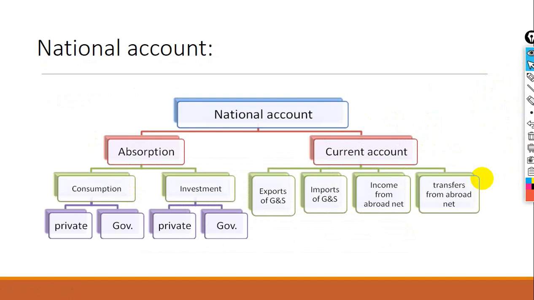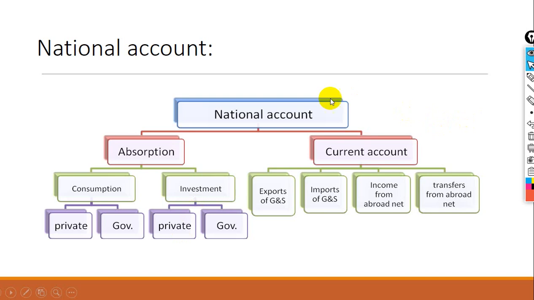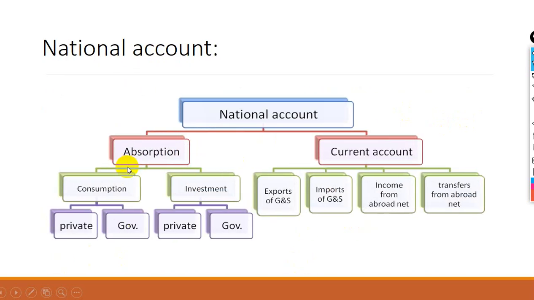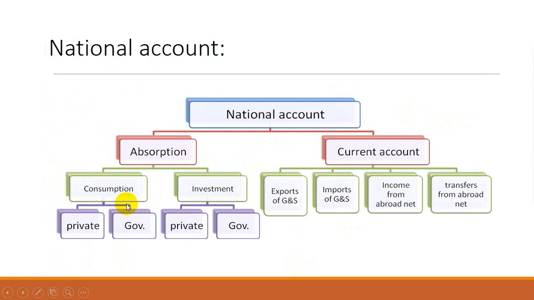So national accounts consists of the first part, absorption, and the second part, which is the current account. With respect to absorption, as we said before, it is the summation of consumption and investment. Consumption will be divided between two main parts: private consumption and government consumption. And investment is divided between private investment and government investment.